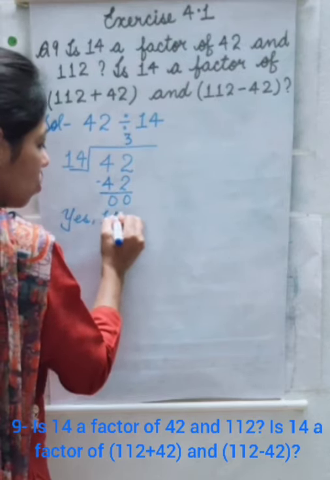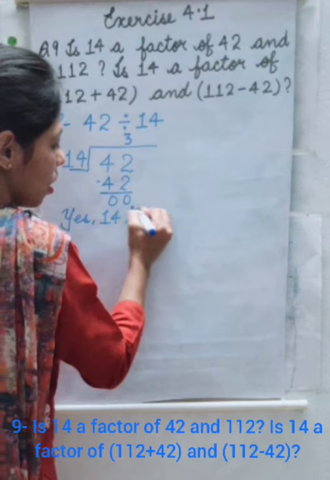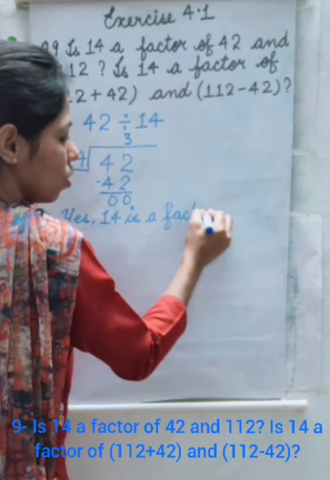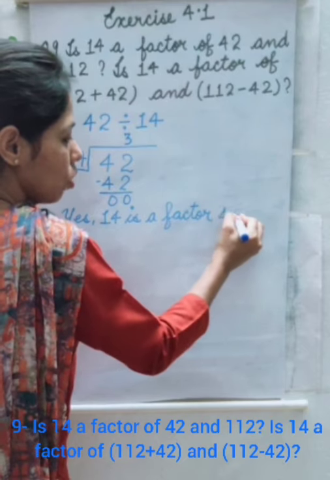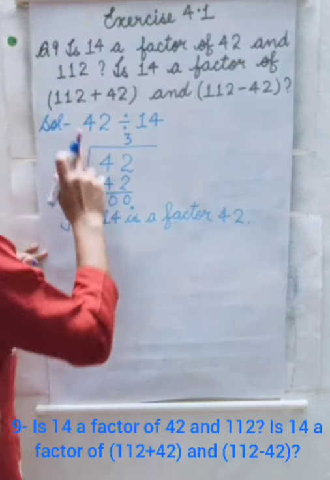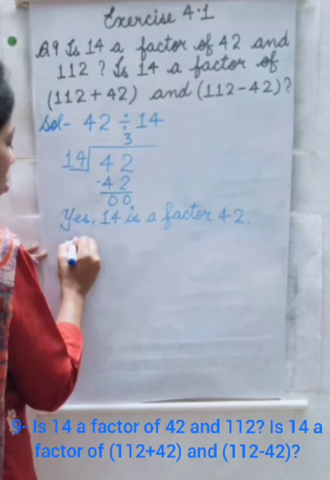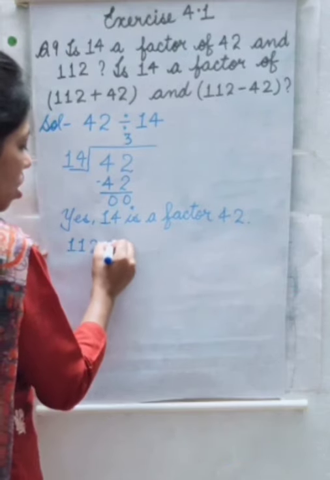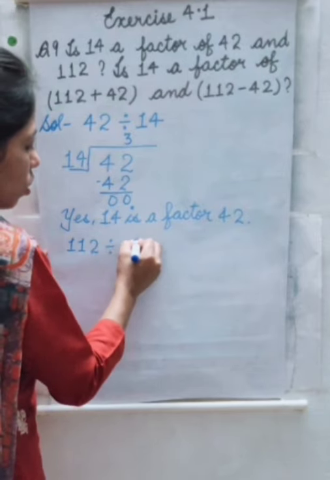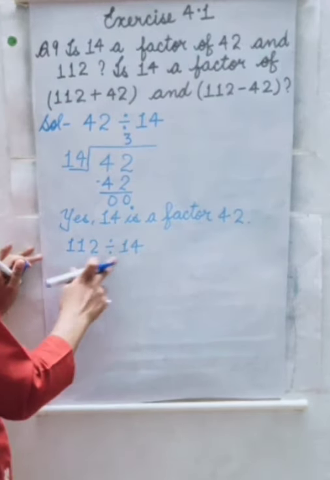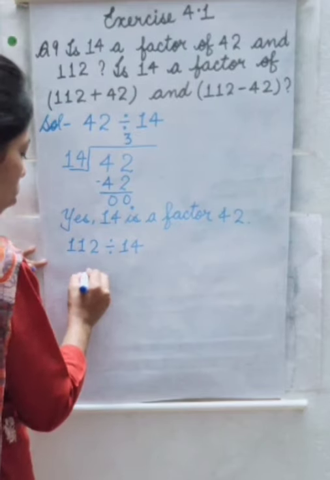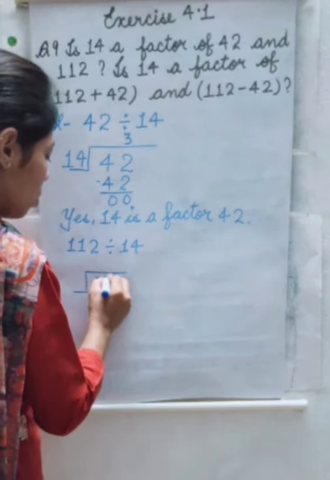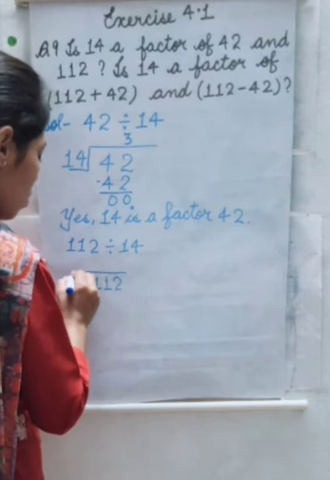Yes, 14 is a factor of 42. And now we have to check whether this 112 is divisible by 14 or not. We have to check whether 14 is a factor of 112 or not. For that also we have to divide this 112 by 14.